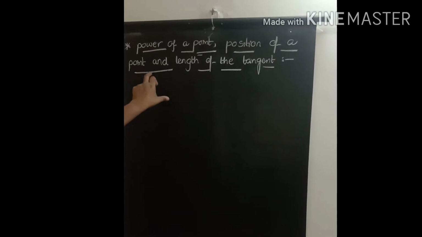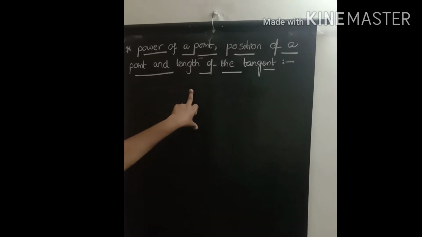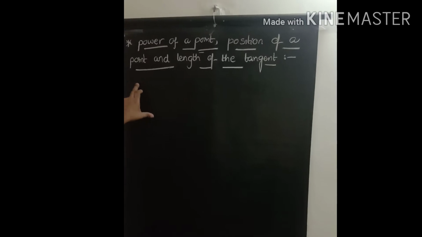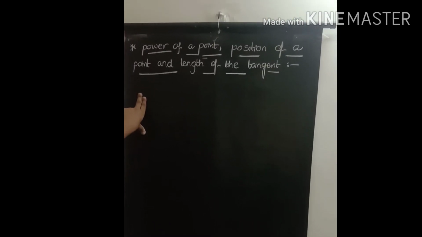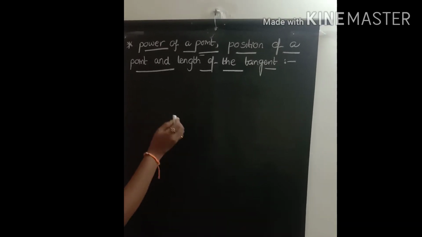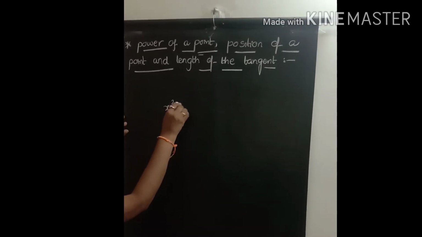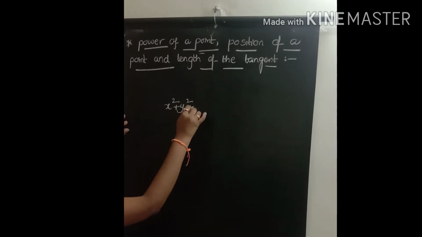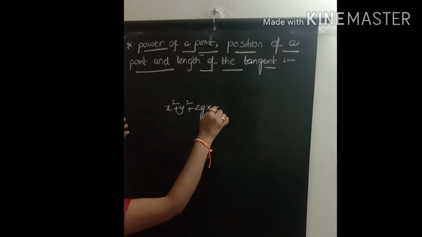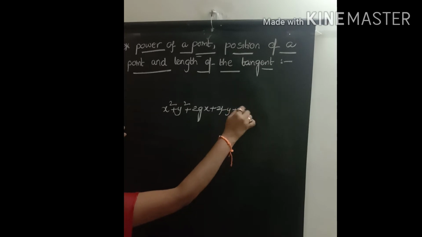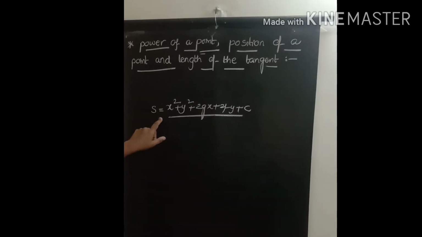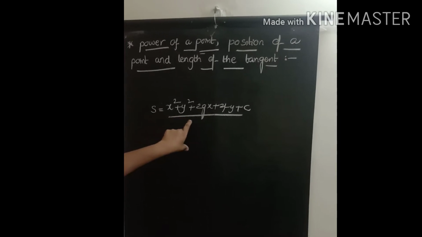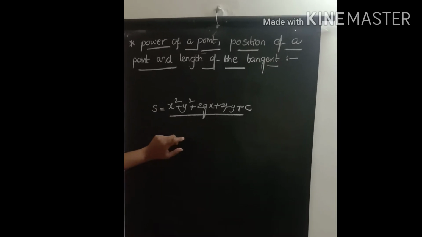Power of a point, position of a point and length of the tangent. So before discussing all these definitions, we introduce some notations here. The first notation: the expression x square plus y square plus 2gx plus 2fy plus c is notated by S. That is, S is equal to x square plus y square plus 2gx plus 2fy plus c.